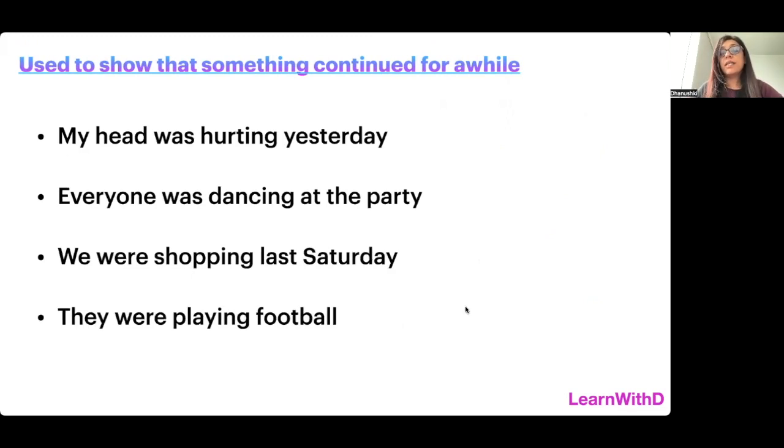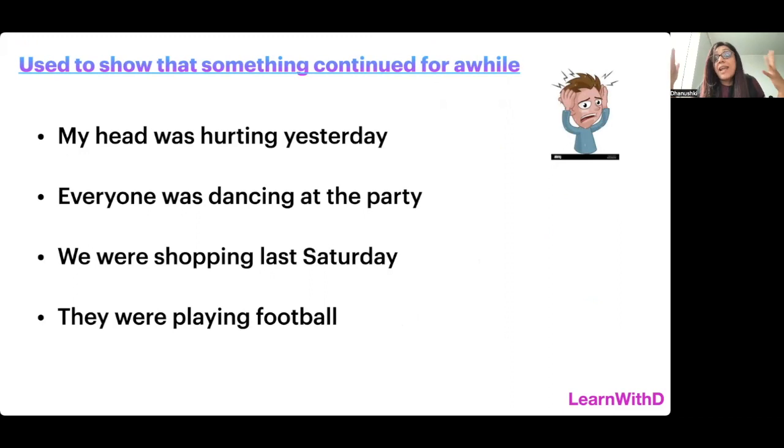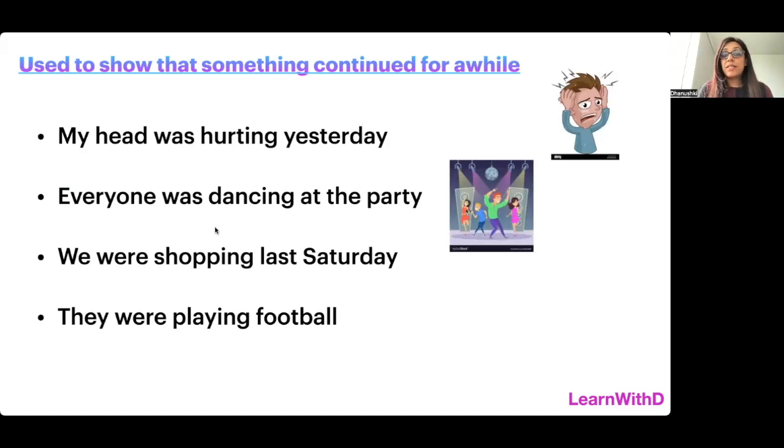My head was hurting yesterday. So, did my head start hurting and end immediately? No. When you have a headache, you have it for some time, right? Maybe 10 minutes, maybe 1 hour, maybe 10 hours, right? But for some time, for a while, right? So, my head was hurting yesterday. Okay, this is the past continuous, was hurting. Then, everyone was dancing at the party.